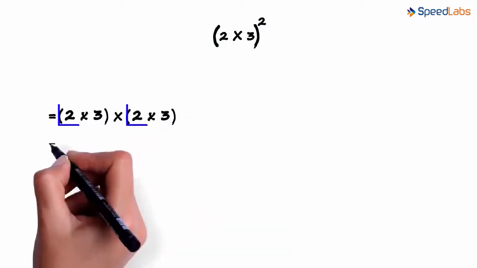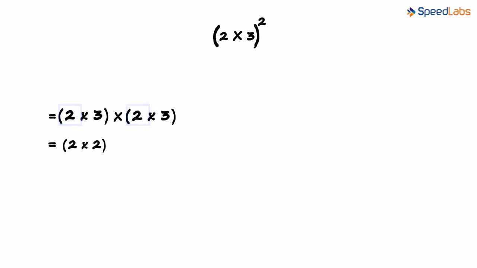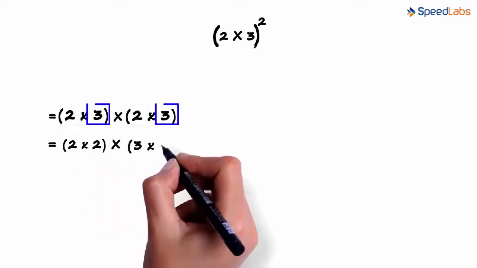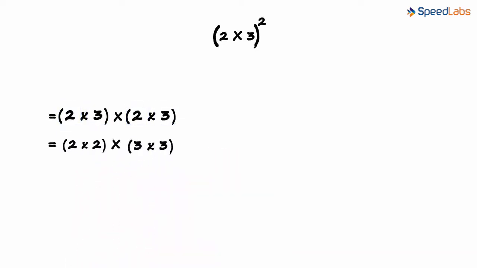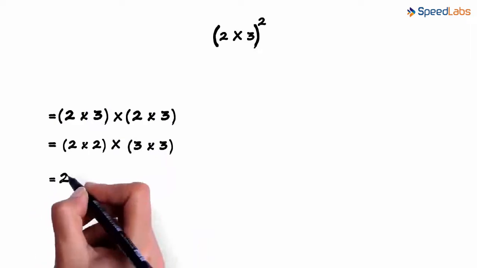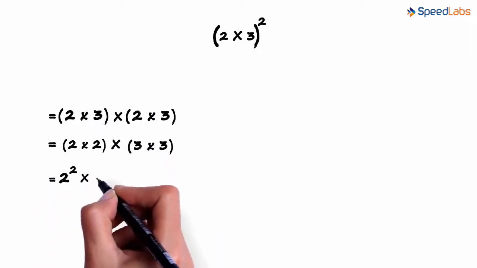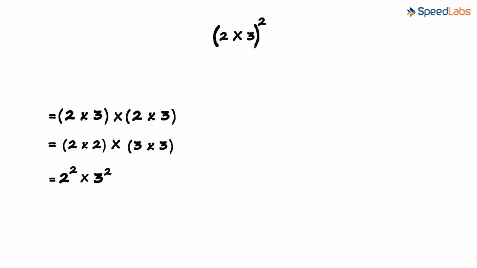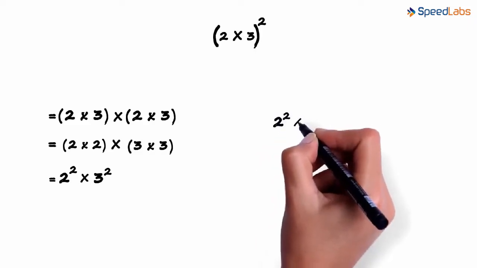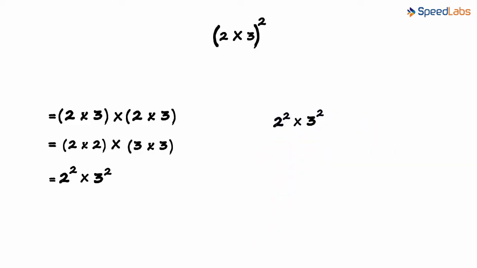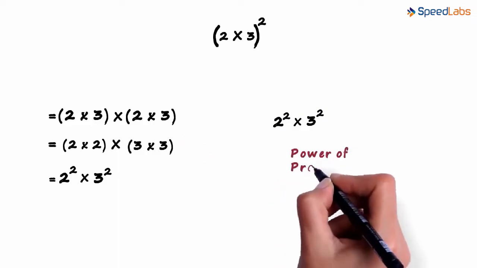That equals 2 multiplied by 2 multiplied by 3 multiplied by 3, which can be written as 2 raised to 2 multiplied by 3 raised to 2. But a property of exponents tells us that it can be directly written as 2 raised to 2 multiplied by 3 raised to 2. We do not need to go through these steps. It's called the power of product property.